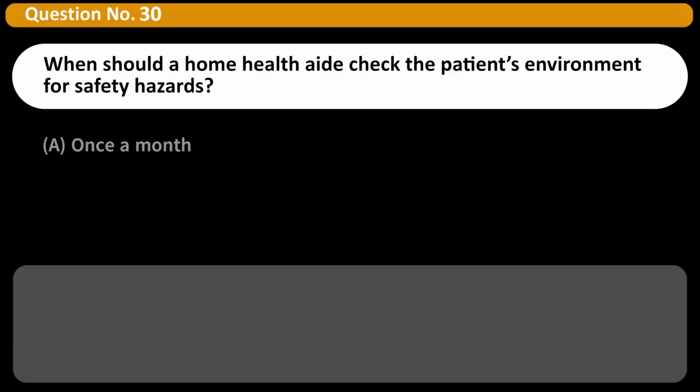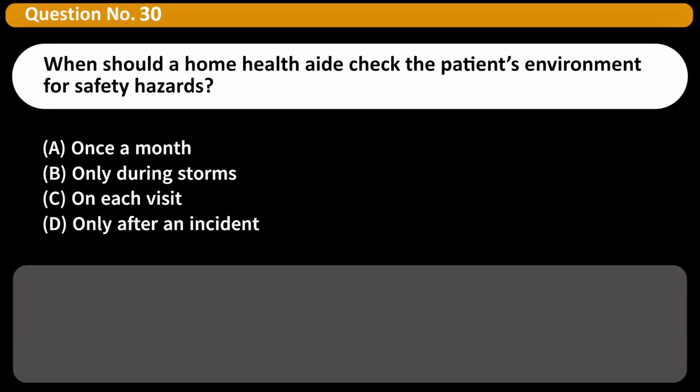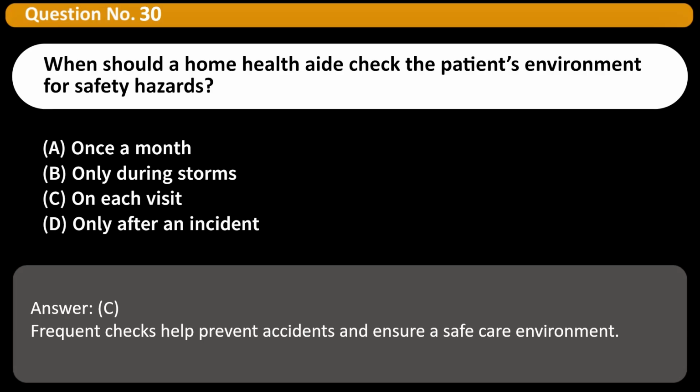When should a home health aide check the patient's environment for safety hazards? A. Once a month. B. Only during storms. C. On each visit. D. Only after an incident. Answer C. Frequent checks help prevent accidents and ensure a safe care environment.